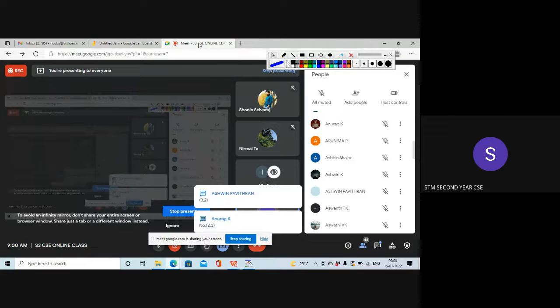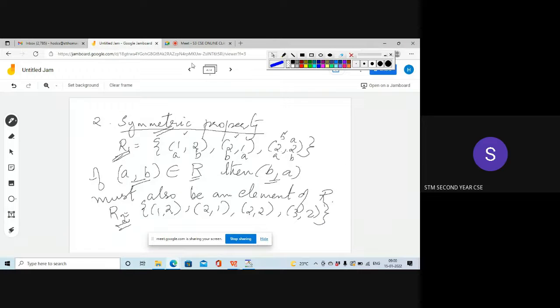Okay, (3, 2) is there, but (2, 3) is not there. Yes, (3, 2) is there, but the ordered pair (2, 3) is not there in this relation. So if any one element is absent, you have to look at all ordered pairs. (1, 2) is there, then (2, 1) is there. (2, 2) is there, and this needn't be repeated twice. Then if (3, 2) is there, (2, 3) should be there. (2, 3) is not there, so this R2 is not symmetric.